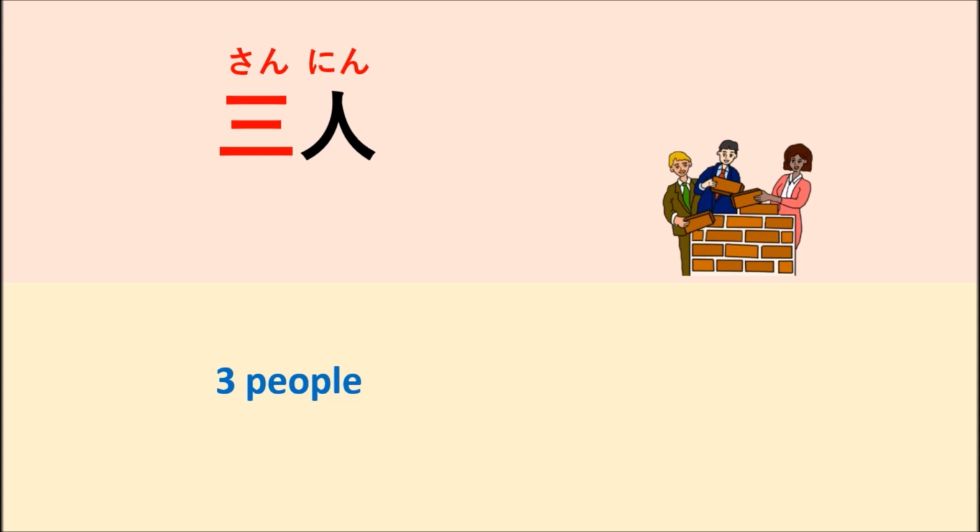In the answer, you can say 3人です. 3人です means 3 people. If you want to ask how many people are there in the room, you can say the question like this: 部屋の中に何人がいますか? And you can answer, if 3 people, 部屋の中に3人がいます. It means 3 people in the room.